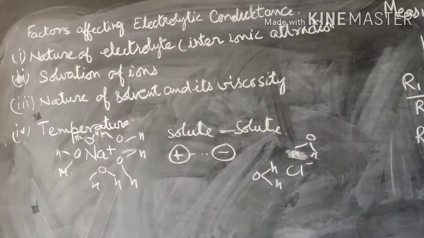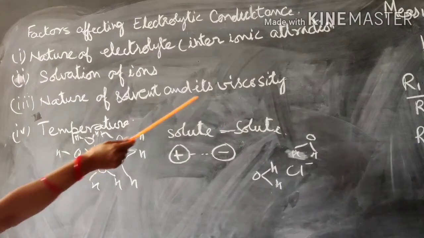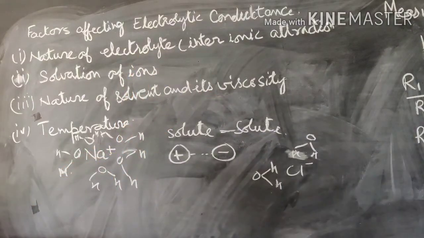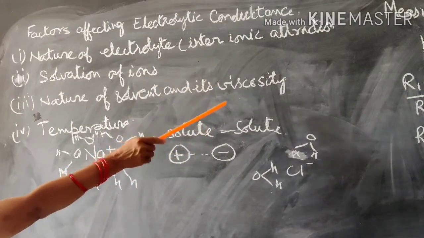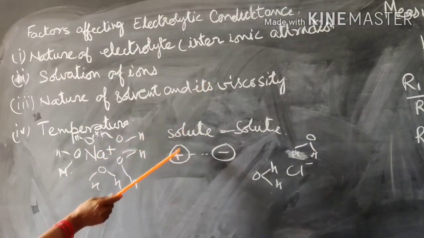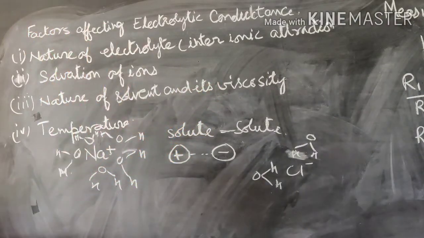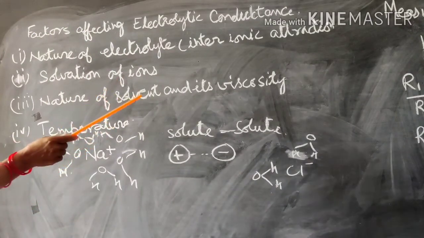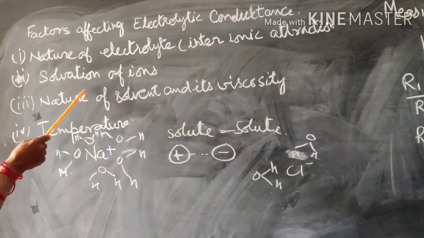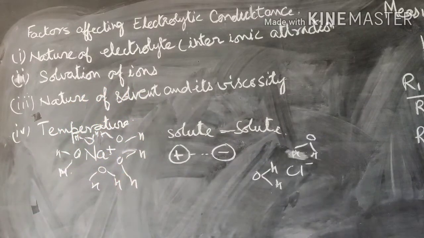You can compare the viscosity with a crowded road. If the road is crowded, then your mobility will decrease. In a similar way, when there is a higher viscosity of the solvent, the mobility of ion will decrease, and that's why there is a decrease in the electrolytic conductance. So this is on the basis of the nature of solvent and its viscosity.